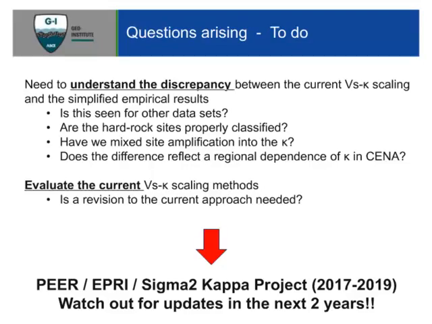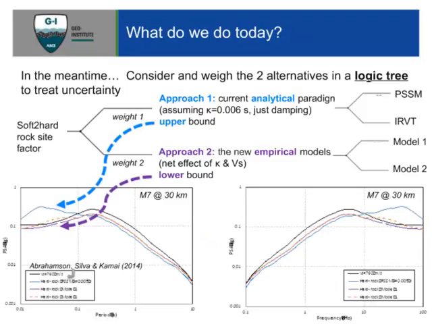So understanding the discrepancy between the observations and the analytical models so far, and evaluating the current scaling methods, all of this is being looked into within the Kappa project going on this year and in the next 2 years, funded by PEER-EPRI and the European Sigma 2 project. So if you watch this space, there's going to be updates about how to proceed with these prickly issues in the future. But the big practical question for now is, what do we do today?